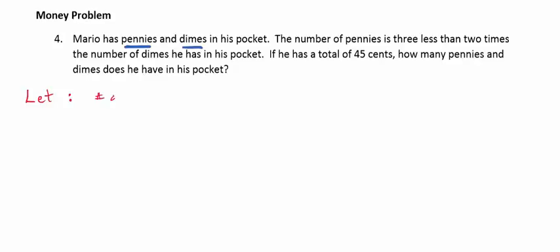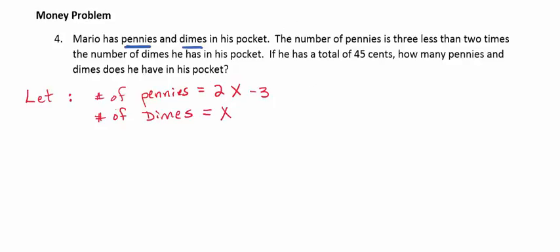So we'll say the number of pennies equal and the number of dimes equal. Okay, so the number of pennies is going to be based on dimes. So dimes will be x, and it's 3 less than. So subtract 3 from what? 2 times the number of dimes. And we said that that's x. So it's 2x minus 3. That's what we will use for pennies.